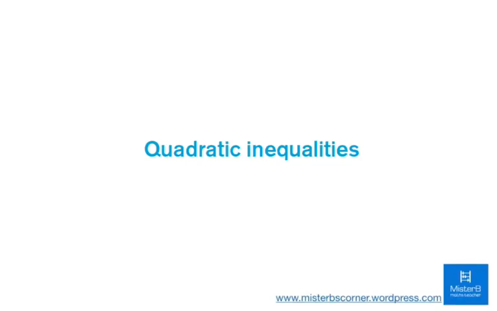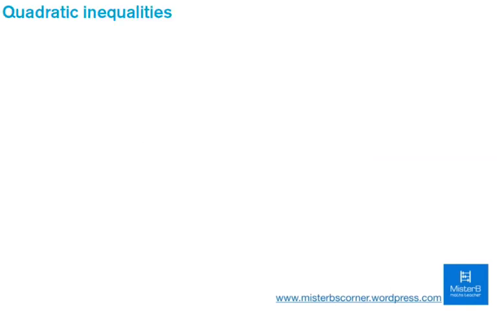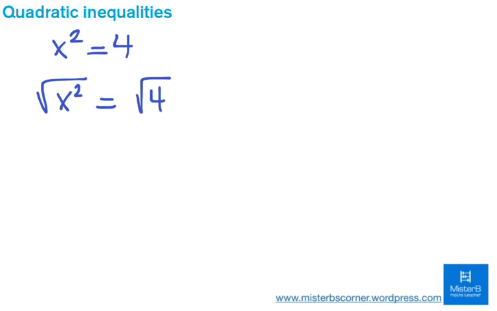In this video we're going to talk about quadratic inequalities and their graphs. Consider a quadratic equation like x squared equals 4. To solve this, we have to take the square root of both sides, like this. And at this moment we have to consider a plus and minus in front of this square root of 4 because the answer to this equation will be 2 as well as minus 2.